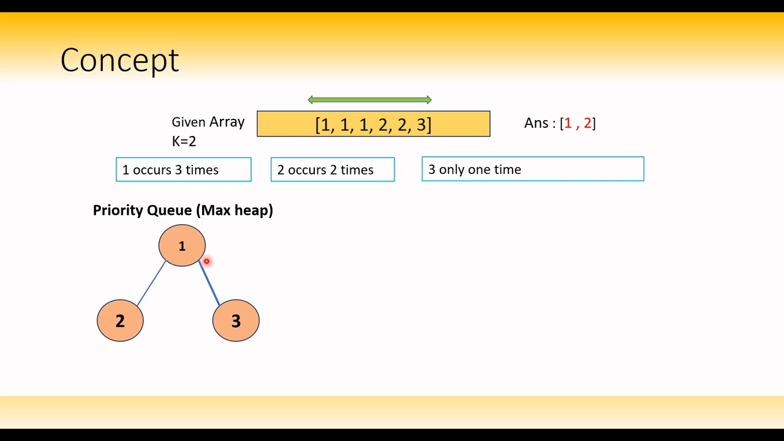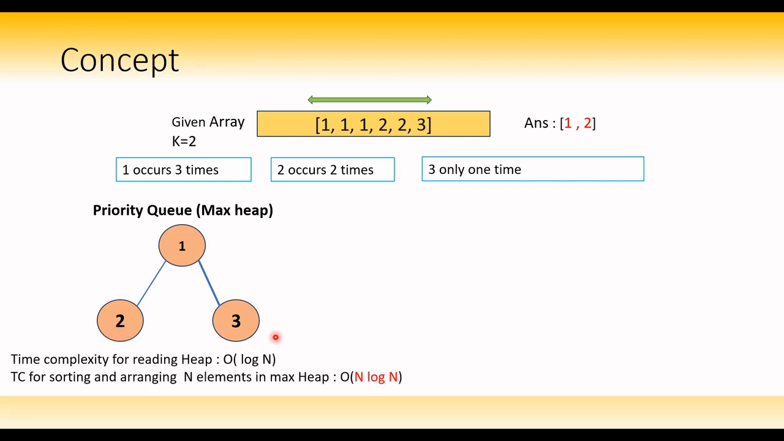So in a max heap, what happens is the root node will contain the integer with highest value, then 2 will be the second and 3 will be the third. So if we use a max heap, then the time complexity for reading and sorting the heap itself will be log n, and because we'll be traversing this array completely for the first time, the overall time complexity becomes n log n, right?